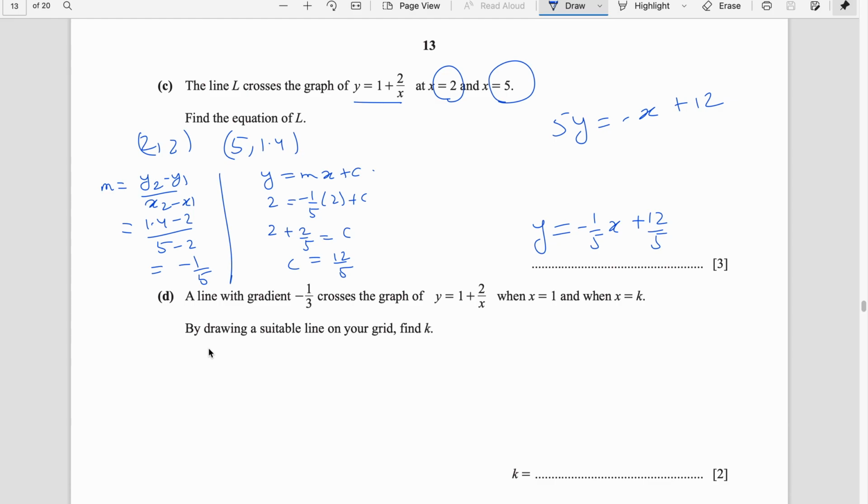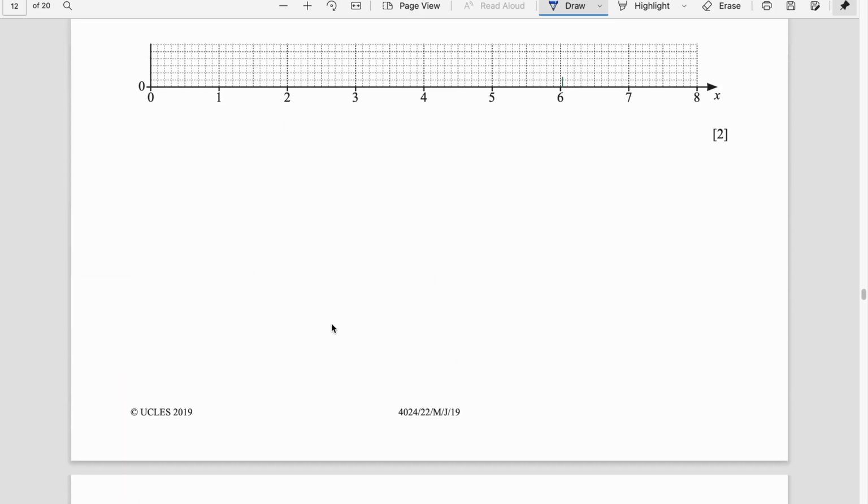Part D. A line with gradient negative 1 over 3 crosses the graph when x is 1 and x is k. So we know the gradient and we know where it crosses. By drawing a suitable line on the grid, find k. So I know it crosses at x 1 and the gradient is minus 1 over 3.